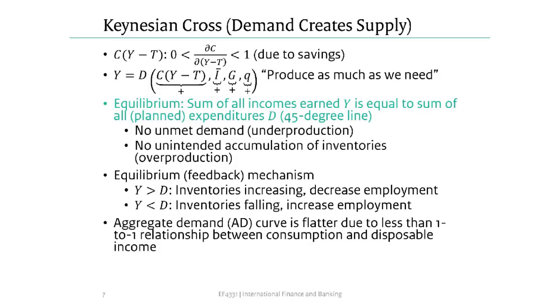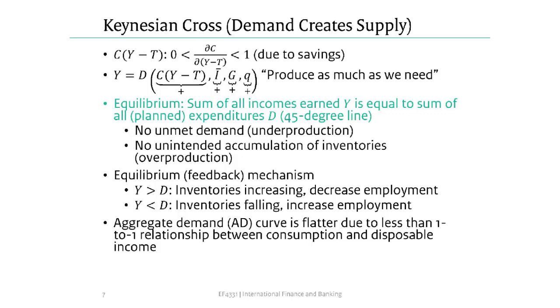So equilibrium is the intersection between the 45-degree line and the aggregate demand curve, because there's no unmet demand, there's no overproduction, and there's no unintended accumulation of inventory. Whenever there's a deviation, there are always incentives to increase or decrease inventories, scale back production or increase hiring. One direction decreases income, the other increases income. There's a feedback effect, and it will stop feeding back once enough supply is created to meet that demand.